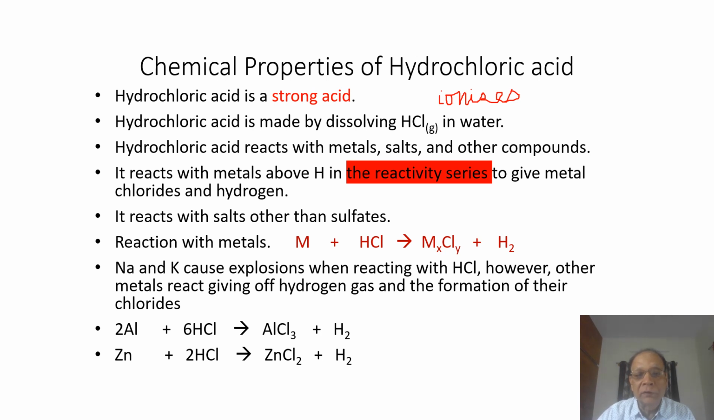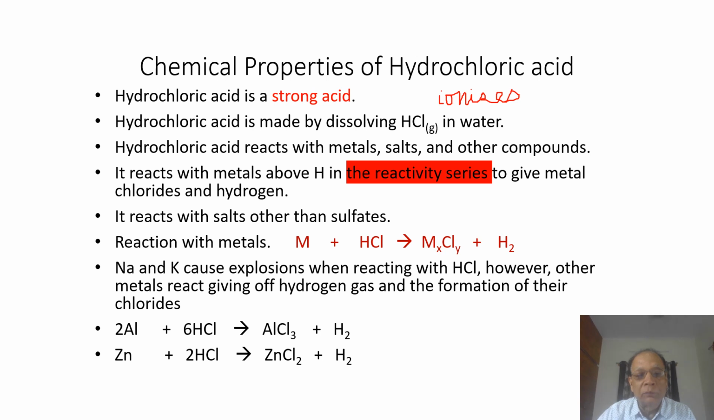Reaction with metals is as follows. This is a general reaction. Any metal M reacts with HCl to form a salt, its chloride, MxCly, where x is the valency of the metal and y is the valency of Cl. Remember, the valency of chlorine is always 1. And hydrogen is evolved or displaced from HCl by the metal if it is above hydrogen in the reactivity series.